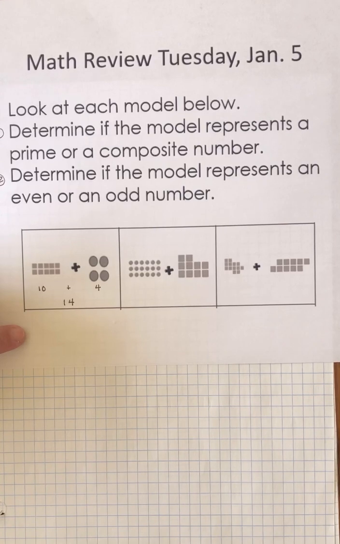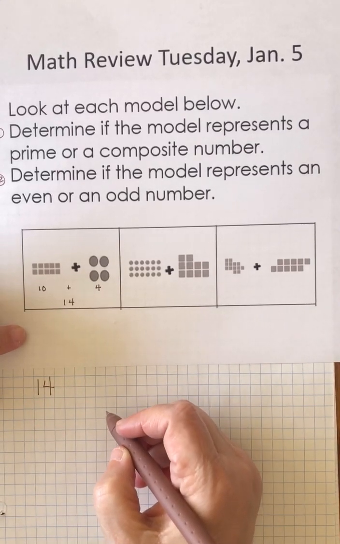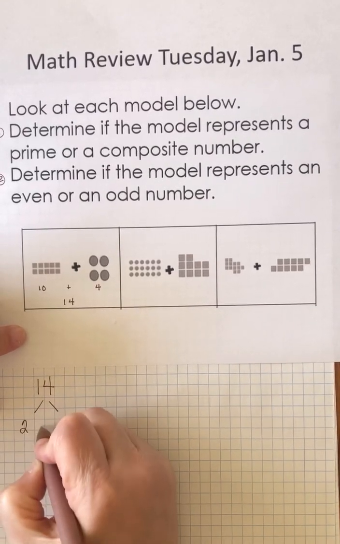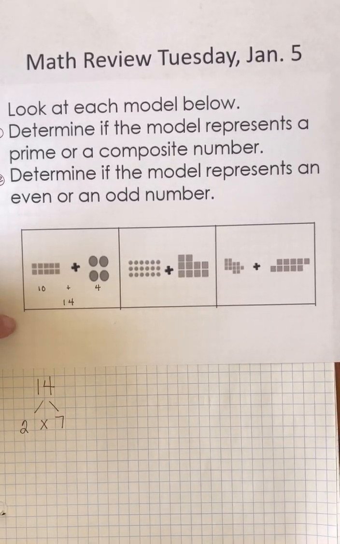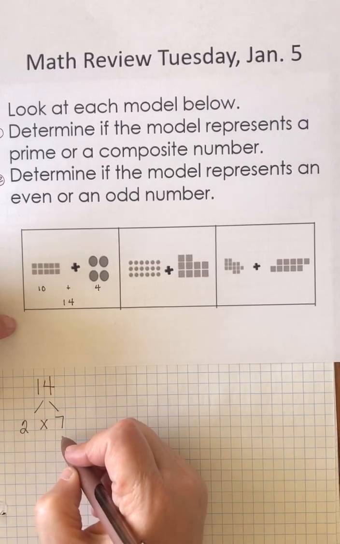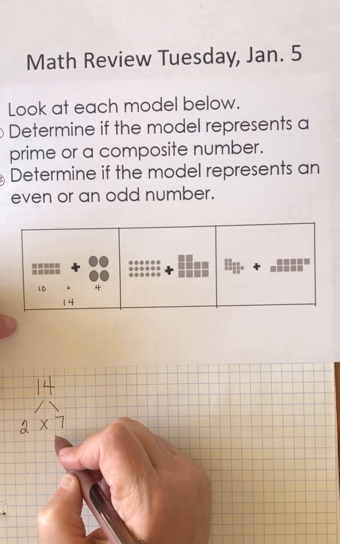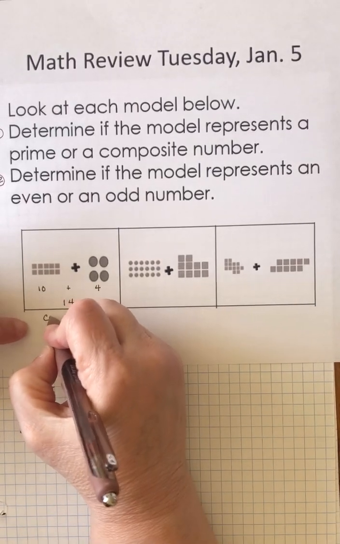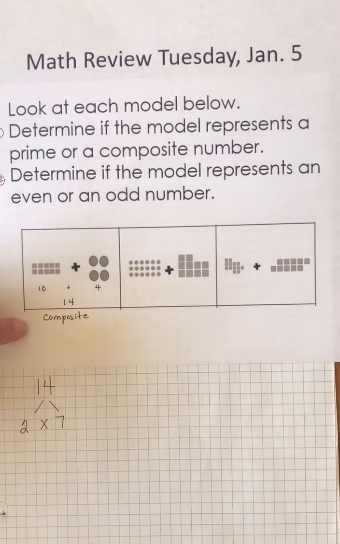Remember, prime numbers have only 2 factors, 1 and itself. Composite numbers have more than 2 factors. So the number 14, what are some factors of 14? Well, I know that 2 times 7 is equal to 14. All right, so 2 times 7 is equal to 14, also 14 times 1. So this is a composite number. Okay, so this is composite because it has more than 2 factors.